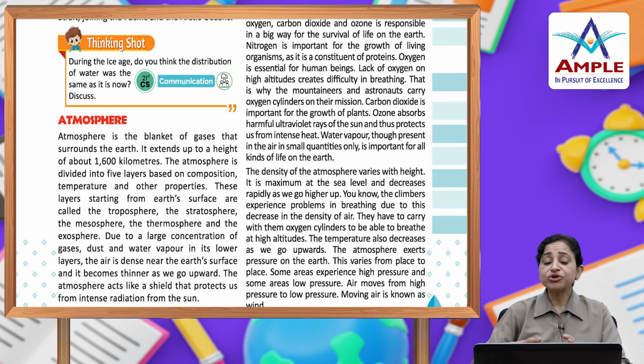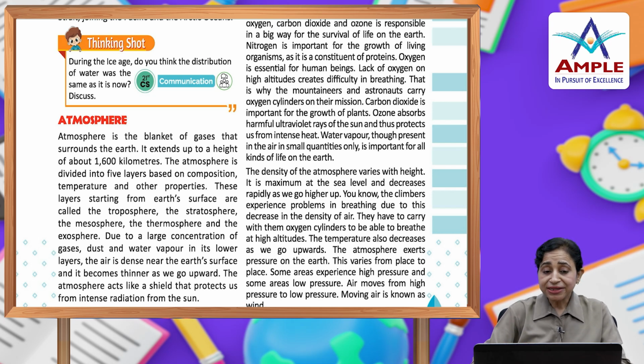Due to a large concentration of gases, dust and water vapor in its lower layers, the air is dense near the Earth's surface and it becomes thinner as we go upward. जैसे जैसे हम ऊपर जाते जाएंगे ना, ये thin होती जाएगी.